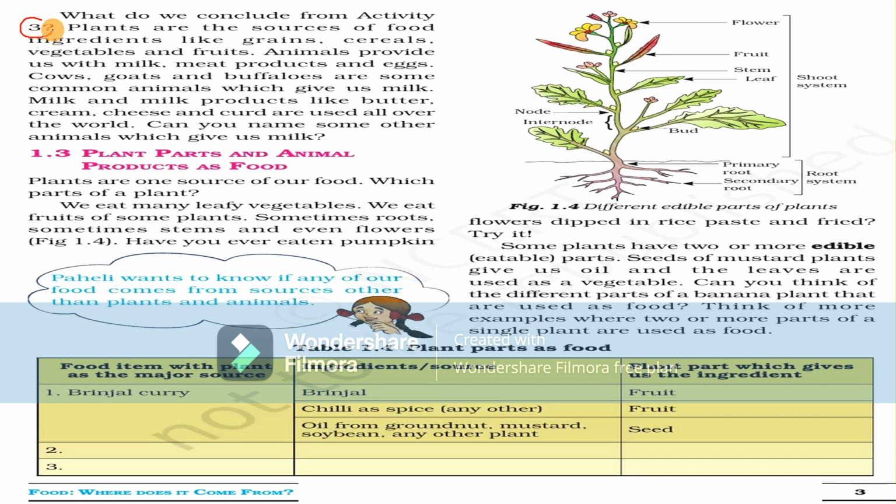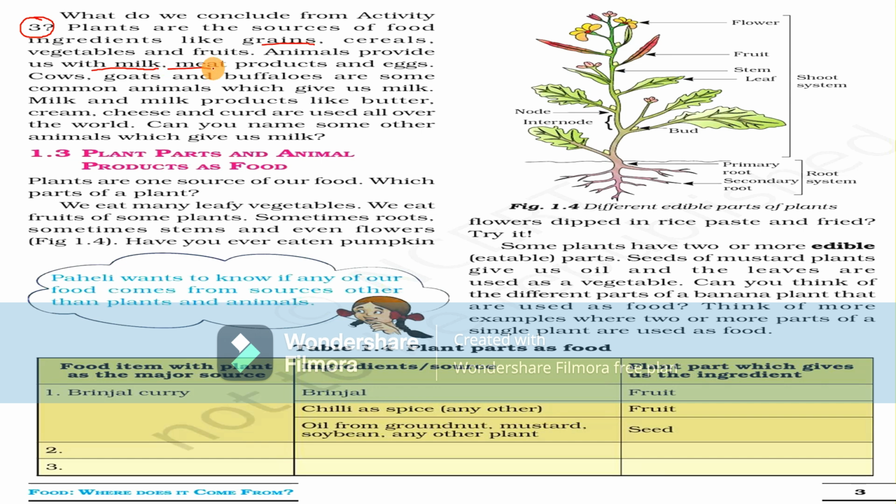So next, moving towards what we conclude from activity 3. We have to conclude this activity 3, right? So plants are the sources of food ingredients like grains, correct? As the plants are the sources of food, correct? The ingredients like grains and seeds and the vegetables and the fruits.